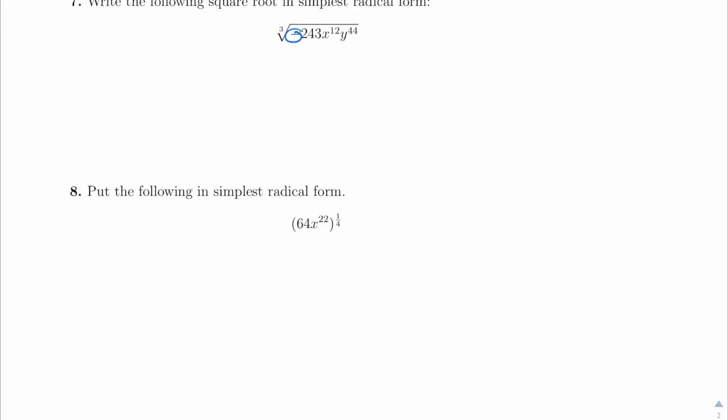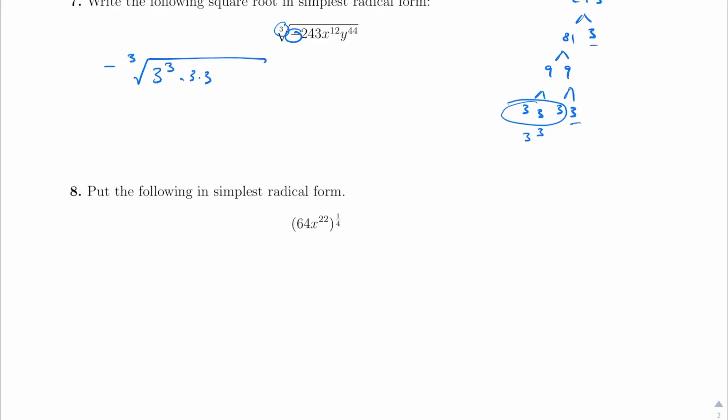Cube root of a negative means that the final answer will be negative. Next up, let's break down the 243. 243 breaks down to 3 and 81. 81 breaks down into 9 times 9, 3 times 3, 3 times 3. Now the benefit of having it like this is we're looking for groups of 3. So I see one group of 3 here and a couple of extra 3s. So let me write that as 3 cubed from this group, and then those 2 extra 3s right here.